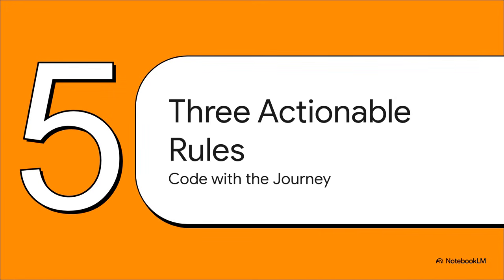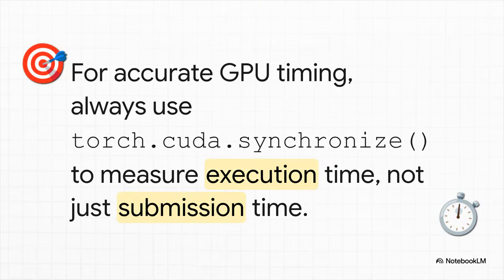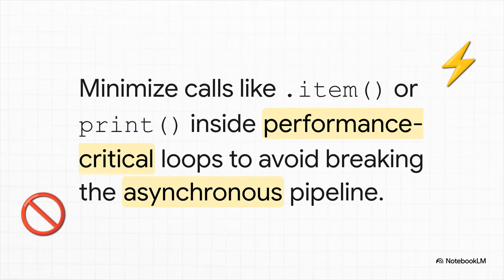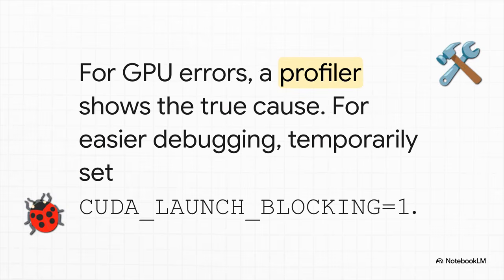So now that we've traced this whole journey and seen the pitfalls, we can boil it all down to 3 simple, actionable rules for writing better code. Just 3 rules to keep in mind. Rule number 1, profile correctly. If you need to know how long a GPU operation really takes, always use torch.cuda.synchronize. Rule 2, avoid those synchronization traps. Especially inside your tight performance-critical loops, stay away from things like .item or printing tensors. Don't break the pipeline. And rule 3, when you get a weird GPU error, don't trust the stack trace. A profiler will give you a much better clue.